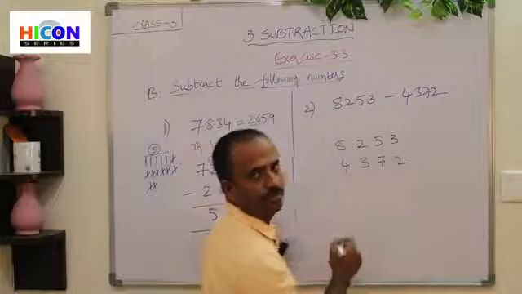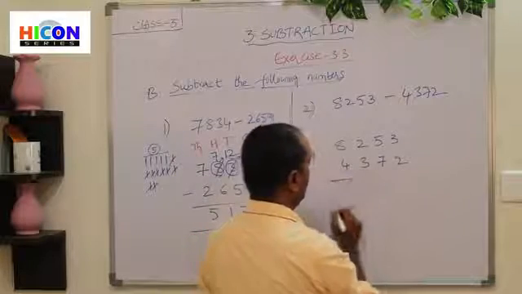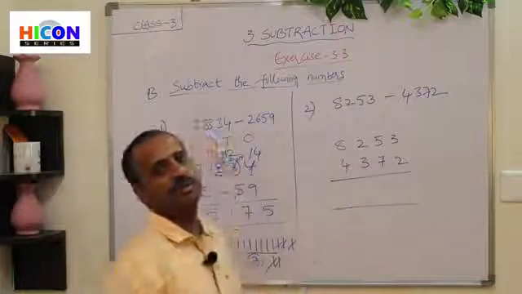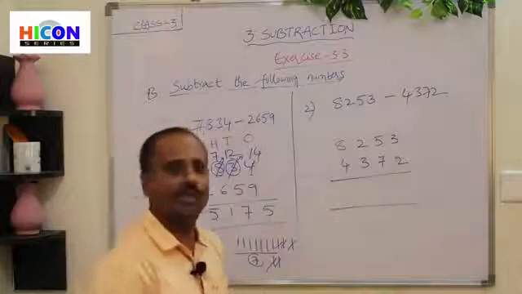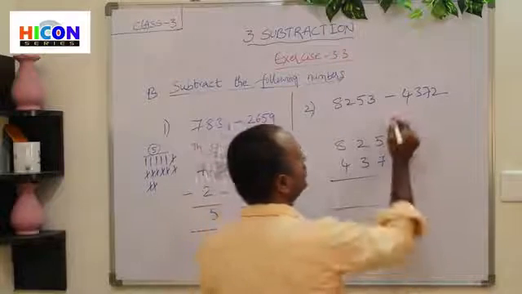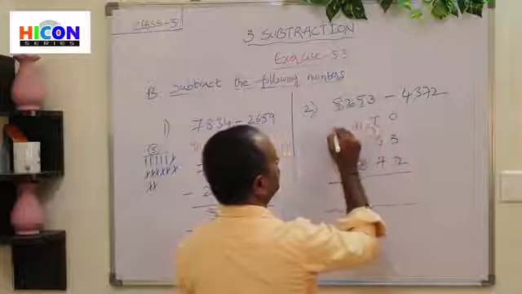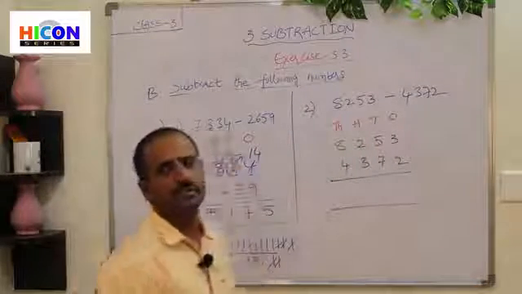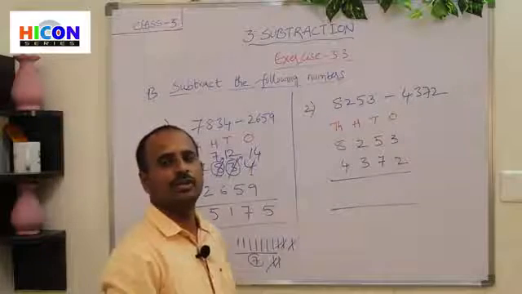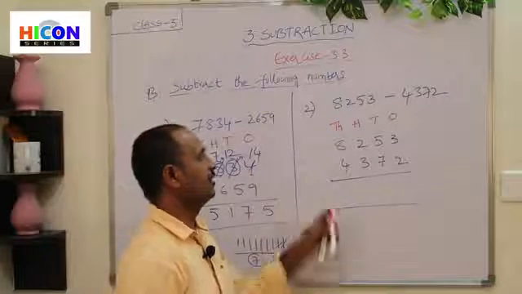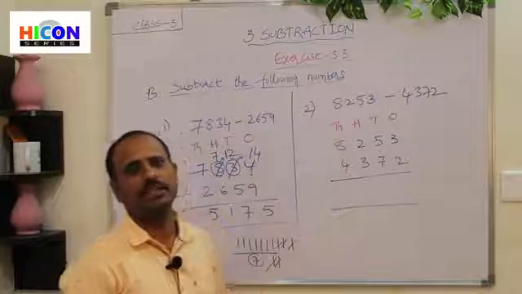4372 is the second number. In this way, we have to write the 2 numbers one below the other and also mention the places above the digits. So this is 1's place, 10's place, 100's place, 1000's place. We have to arrange the digits at their corresponding places.